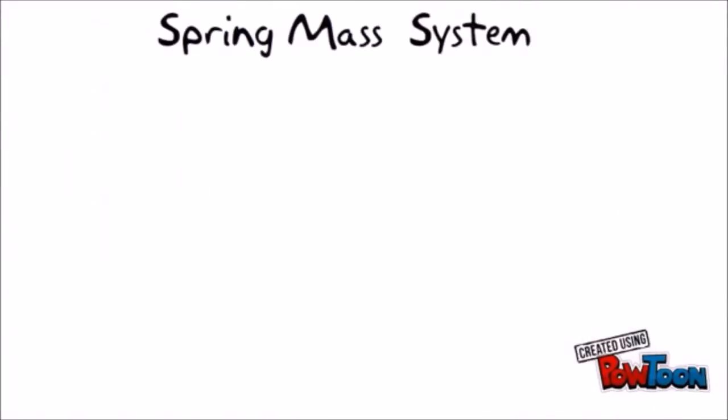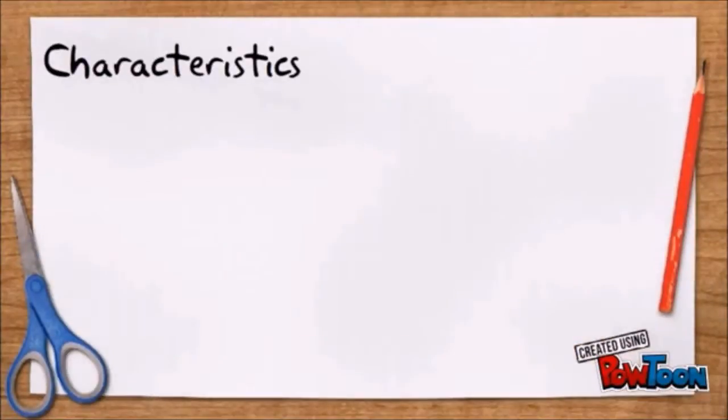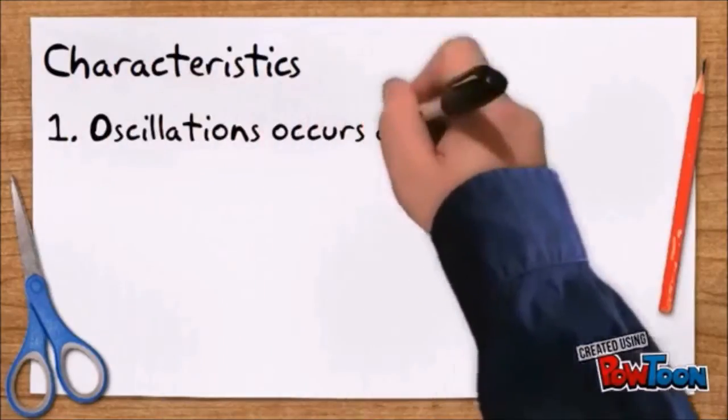Another example of this is the spring mass system. Every time a spring mass system has been compressed or tensed, it tends to retain its equilibrium position. In other words, it follows all of the same characteristics as the pendulum. And these are the characteristics of simple harmonic motion.